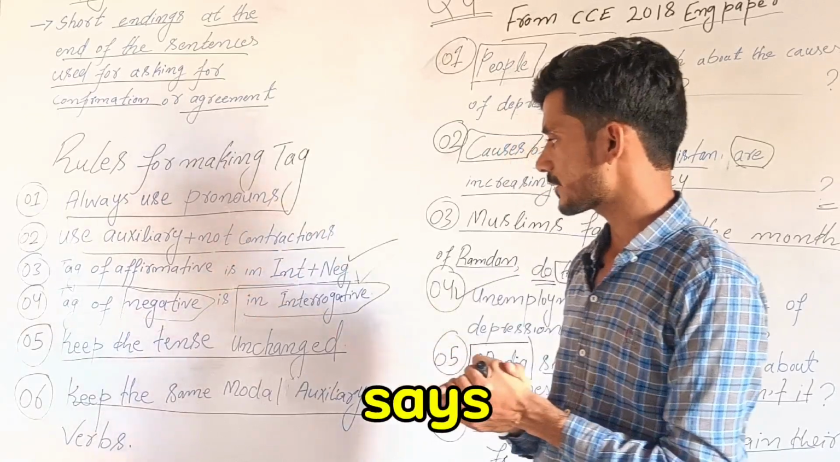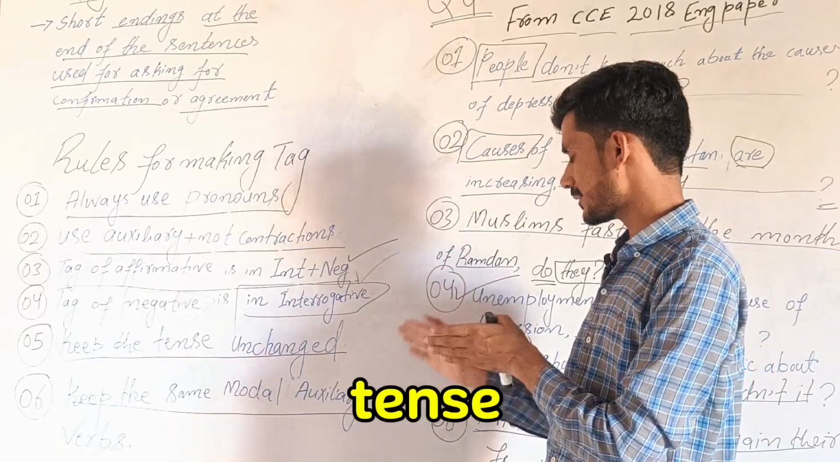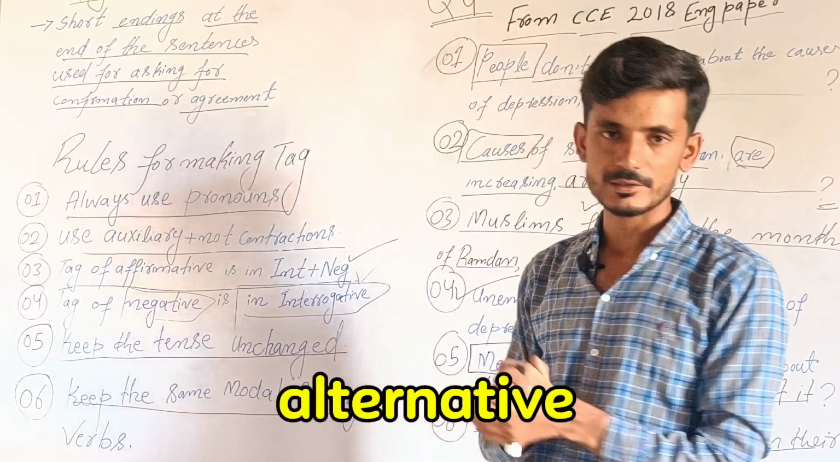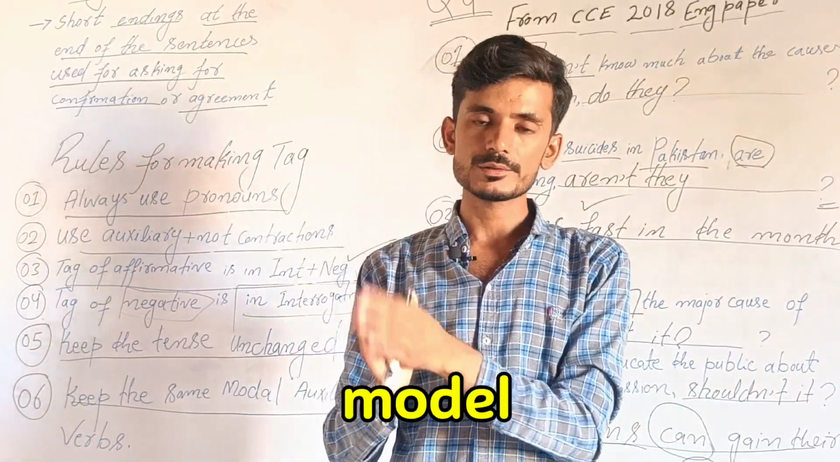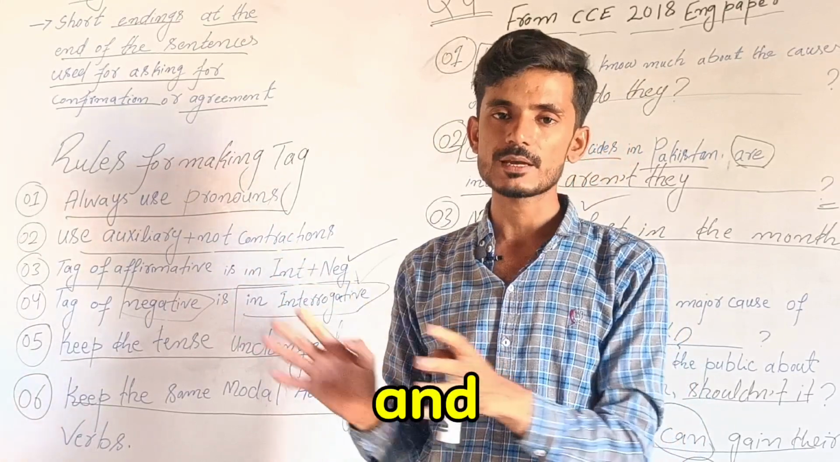The fourth rule says tag of negative is in interrogative. The fifth rule says keep the tense unchanged. And sixth is similar, which says keep the same modal auxiliary verb. Don't change the modal auxiliary verbs. If you have can, keep the can. Dear students, you have to follow these rules and make the tags.